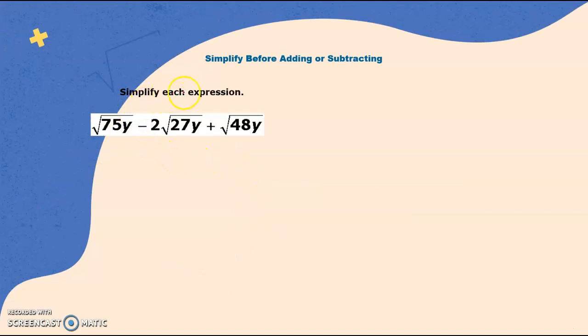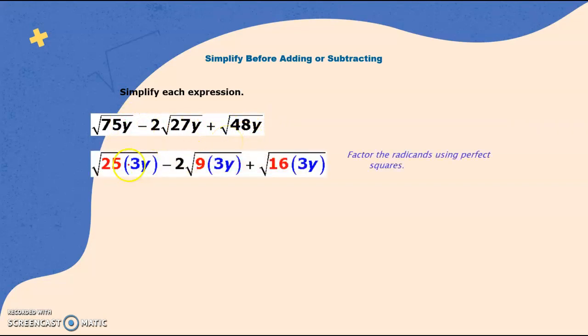This one, simplify its expression. Square root of 75y minus 2 square root of 27y plus 48 plus square root of 48y. So the y are the same, no? But the numbers are not. So we can look for factors there.